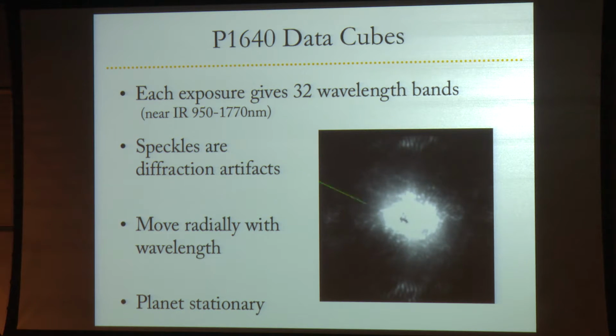So it's near infrared, and the blobs you see are the speckle artifacts that we've been hearing about in previous talks. Because they're diffraction-based, they evolve radially with wavelength, but the planet is stationary. So there's a planet signal. This is, I think, HR8799, so there are some planets buried under all this. And hopefully, the question is, can we remove the speckles and find the planets?